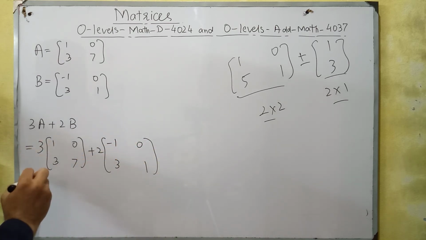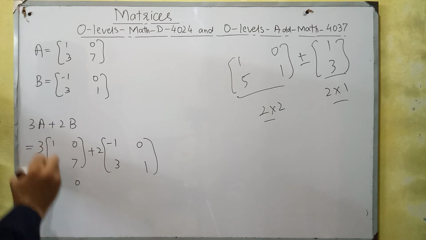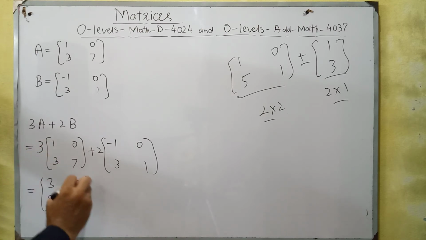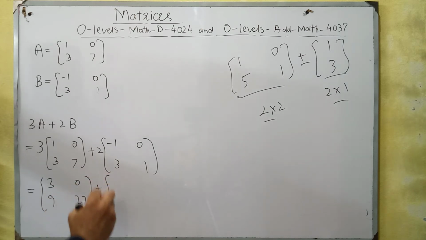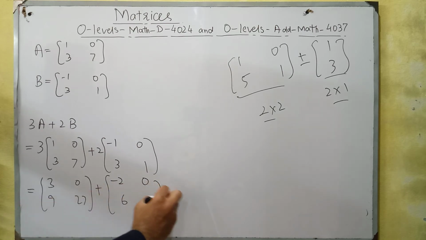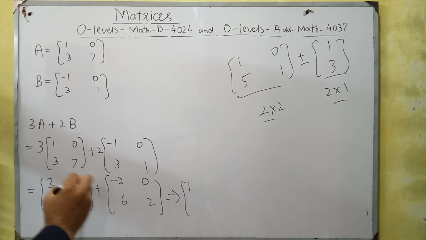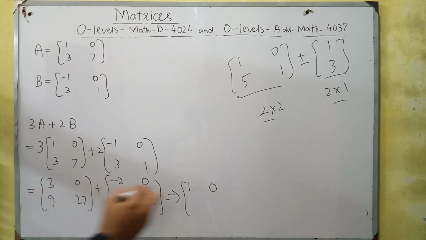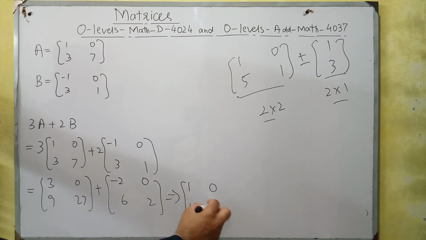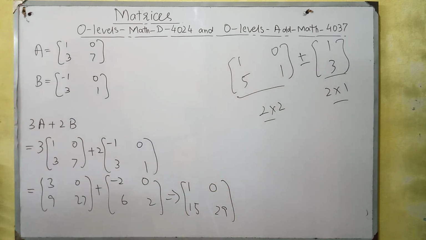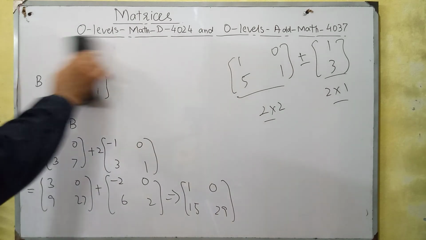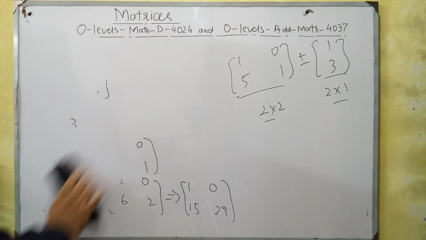So we will have 3 into 1 is 3, 3 into 0 is 0, 3 threes are 9, and 3 sevens are 27, plus -2 0 6 and 2. So at the end we will have 3 minus 2 will be 1, and 0 plus 0 is 0, 9 plus 6 is 15, and 27 plus 2 will be equal to 29. This will be the matrix for 3A plus 2B. Now we will see how two matrices can be multiplied.